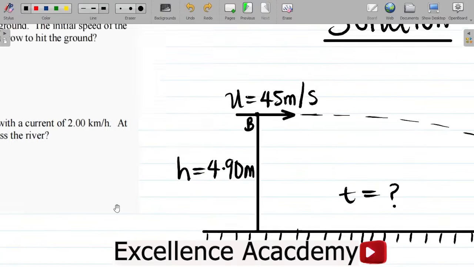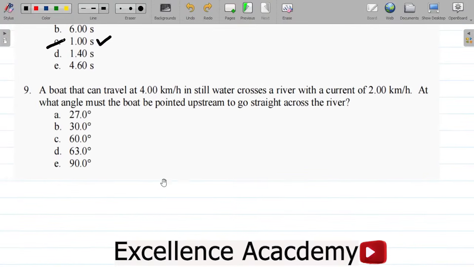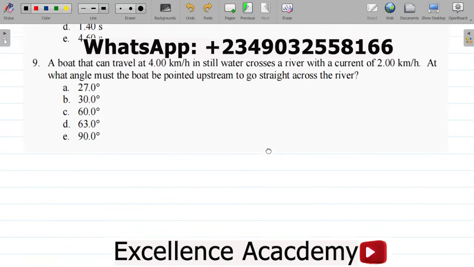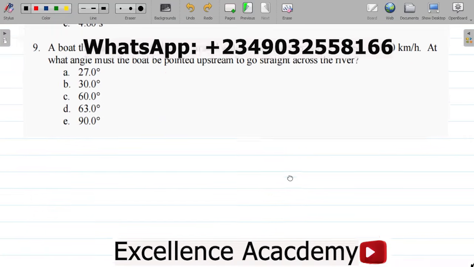All right, guys. As usual, you can try number 9 for yourself. Question 9 says a boat that can travel at 4 km per hour in still water crosses a river with a current of 2 km per hour. At what angle must the boat be pointed upstream to go straight across the river? So try to solve this question. Leave your answer in the comment section, and as usual, I will tell you if you're correct or not.